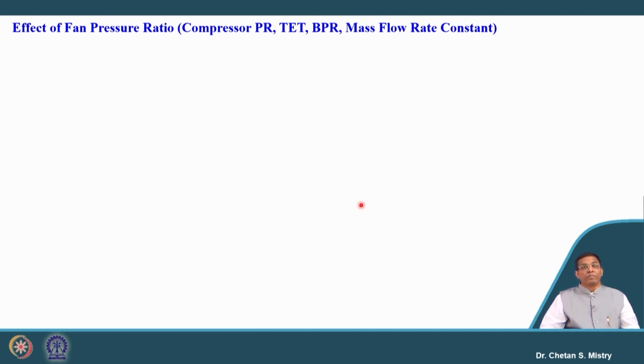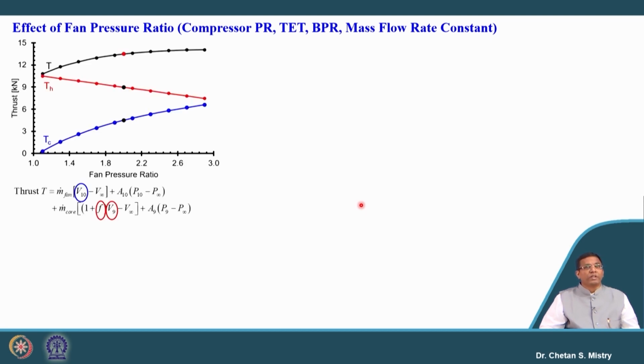So, let us discuss these results. Very first we will take the effect of fan pressure ratio. We keep compressor pressure ratio, turbine entry temperature, bypass ratio and mass flow rate constant. Let us see what is happening here. In this case we can say that by increasing the fan pressure ratio, my cold thrust is going to increase.